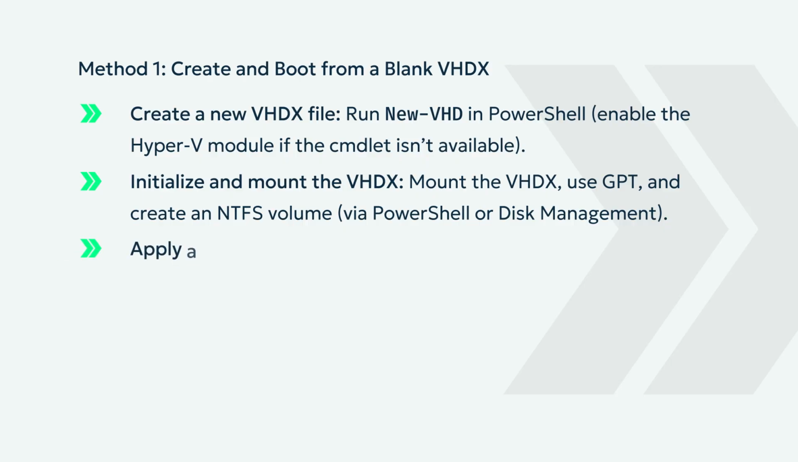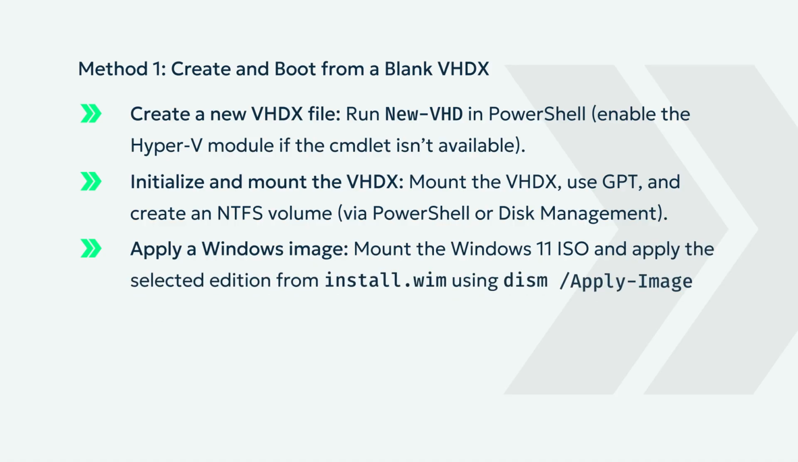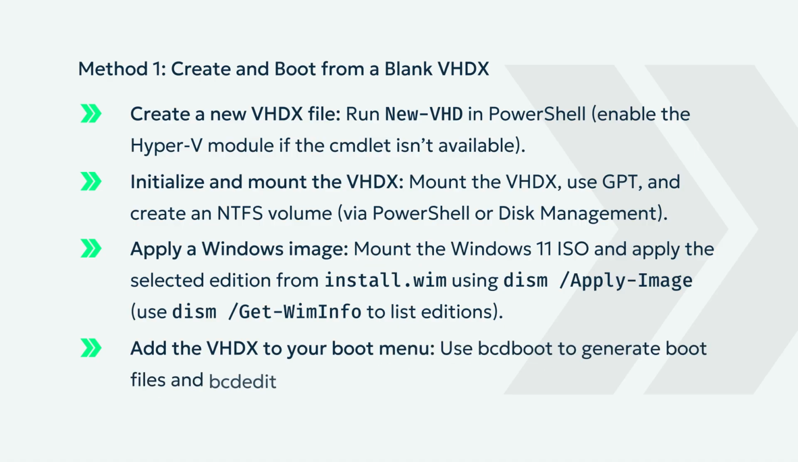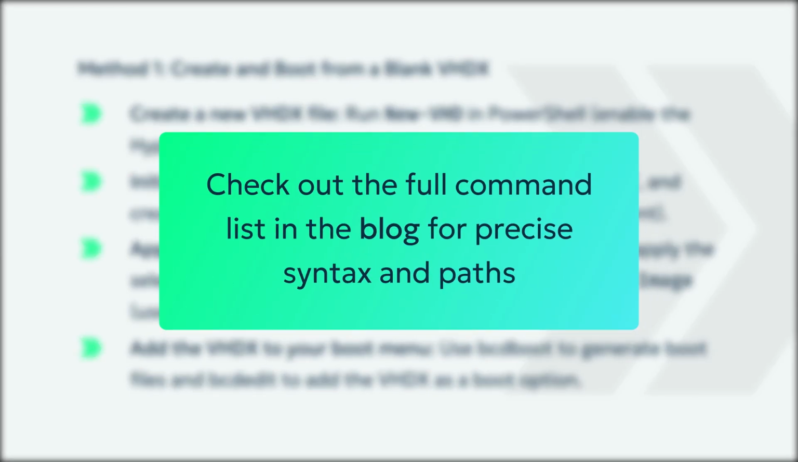Apply a Windows image. Mount your Windows 11 ISO, locate the install.wim file, and apply the desired edition to the mounted VHDX using the DISM /Apply-Image command. You can list available editions using DISM /Get-WimInfo. Add the VHDX to your boot menu. Once the image is applied, use bcdboot to create boot files and bcdedit to add the VHDX as a bootable option. You can check the full command list in the blog for precise syntax and paths.